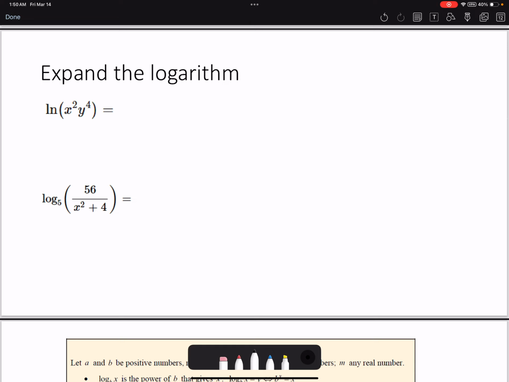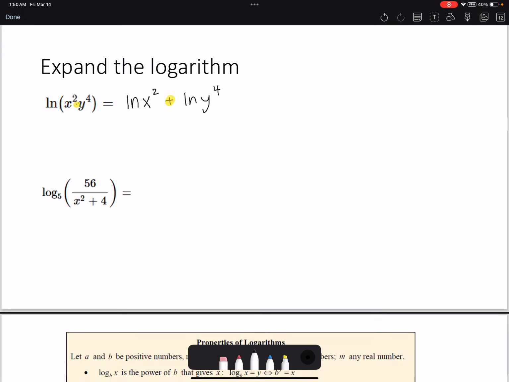So inside of the parentheses, we have multiplication. So I'm going to say ln of x squared plus ln of y to the fourth. So this plus right here, this multiplication, turns into a plus when we write it out as two separate ones. This is a sum. And then the exponents can come in in front. So expanding this would be 2 ln x plus 4 ln y.